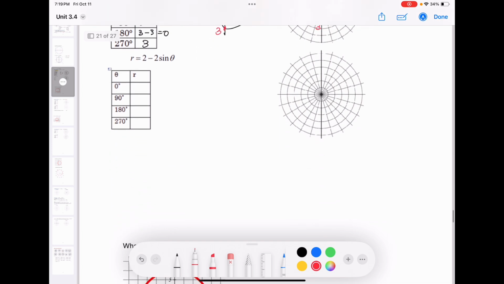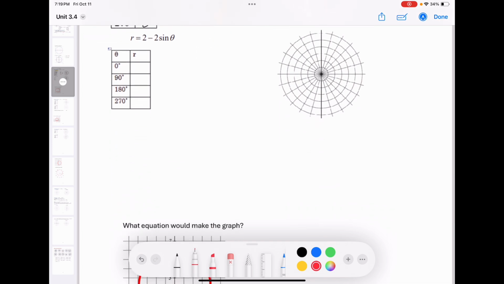Let's see, next one. If I have R is equal to 2 minus 2 sine theta, you can list a table and find some key points. You don't have to list a table. And later I will do a conclusion on how to find the shape without the calculator or this table.